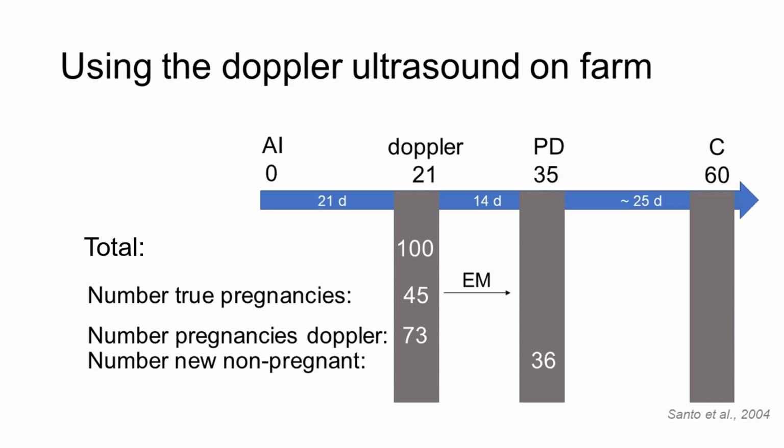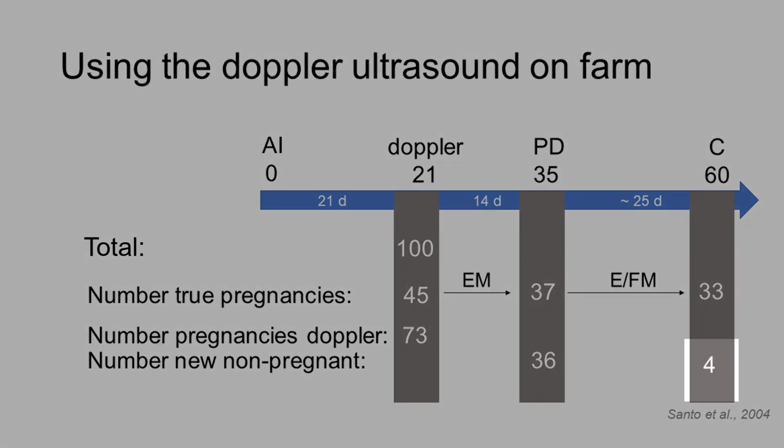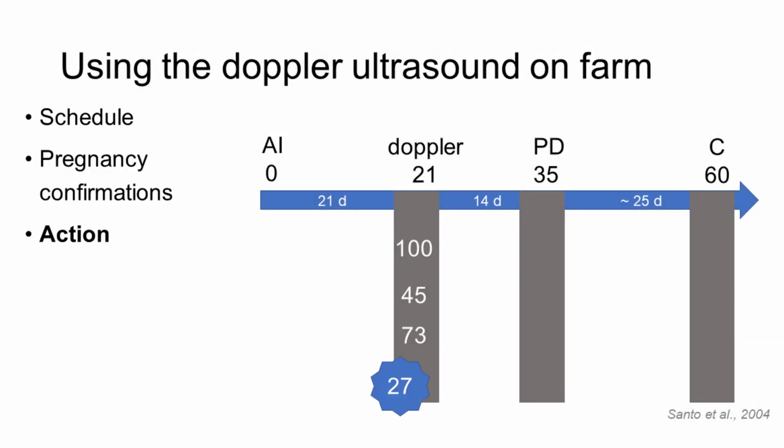If you don't confirm the diagnoses then, you lose the benefits of identifying some of the non-pregnant cows early with the Doppler ultrasound. Similarly, confirming pregnancy 60 days after the insemination would allow you to identify the cows that had an embryonic or fetal mortality. This can be up to 10% of the cows in this period, which is 4 cows in our example.